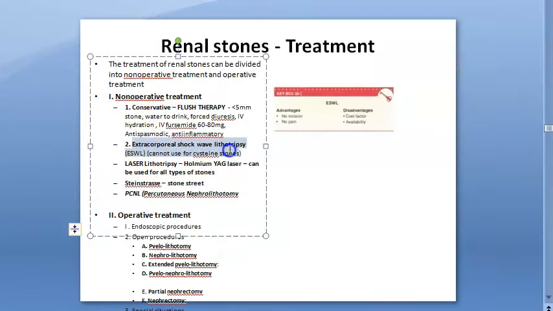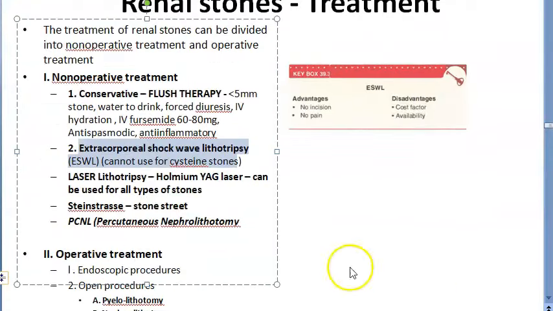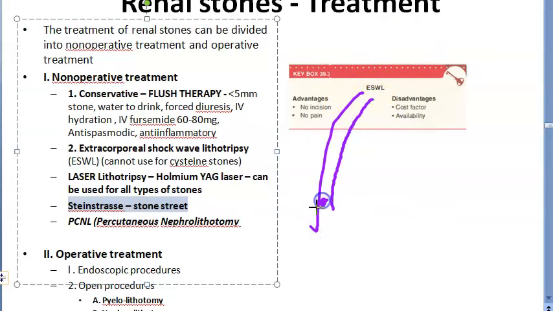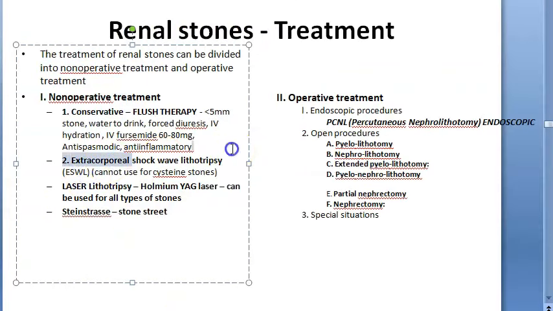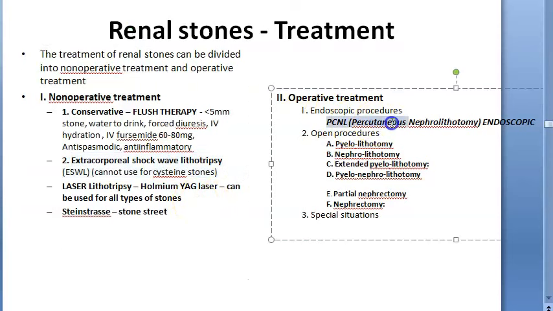But if this fails, or if you have other types of stones, then you can do laser lithotripsy. We use the holmium YAG laser. Basically, you can use this for all types of stones. Then there is another condition called Steinstrasse, the stone street. The stones that are coming out can block the distal end of the ureter. That is called Steinstrasse. If extracorporeal shockwave lithotripsy is not working, then you'll have to move on to PCNL.